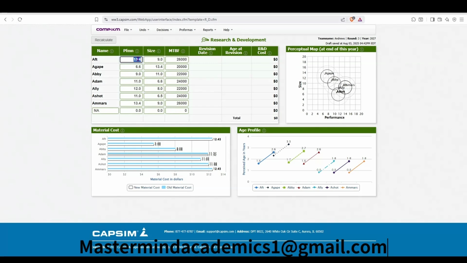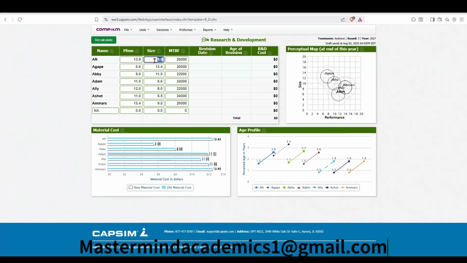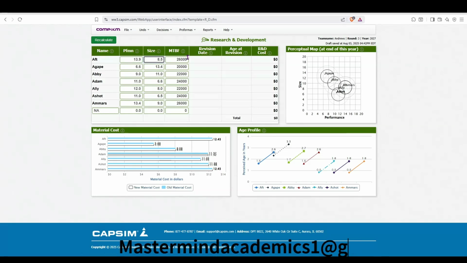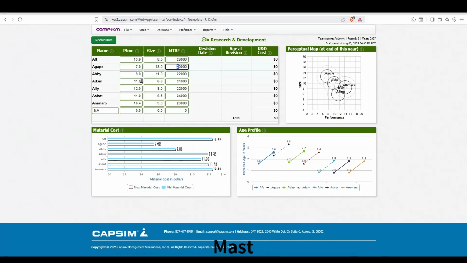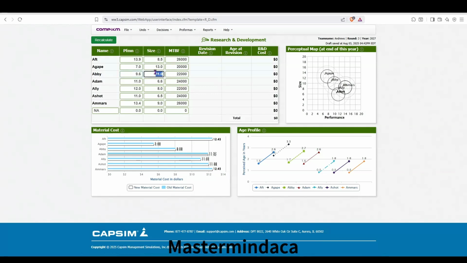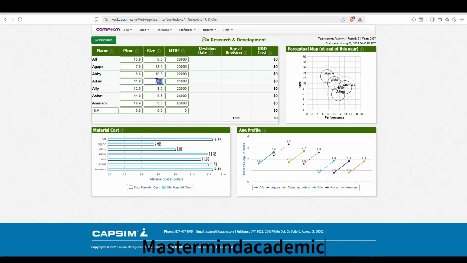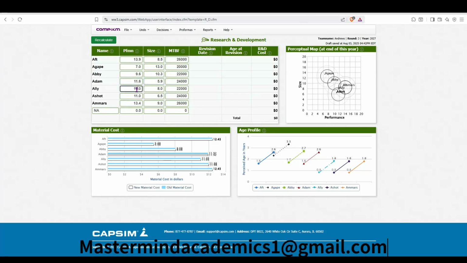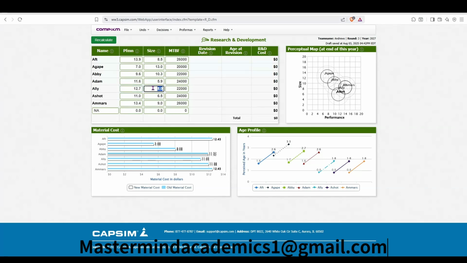For Aft, which is our first product, I decided to give it 13.9 and a size of 8.5. I did not change the MTBF because I already changed it in round two when I took over. For Agep, I decided to give it 7.0 and 13.0. For Abi, I decided to give it 9.6 and something close to 10.3. For Adam, I decided to give it 11.6 and 5.9. For Ali, which is now our cross product, I decided to give it 12.7 and 7.3.